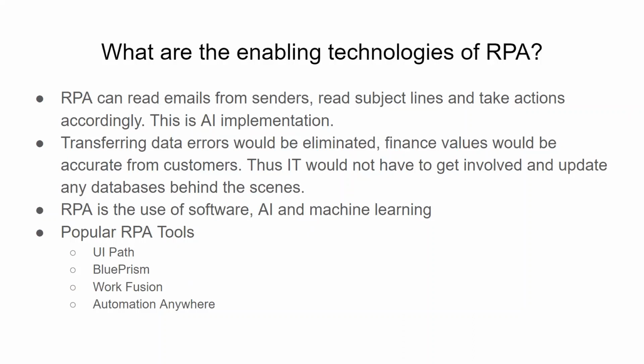What are the enabling technologies of RPA? RPA can read emails from senders, read subject lines, and take actions accordingly. This is IA implementation. It could also transfer data, and data errors will be eliminated. Finance values would be accurate from customers, thus IT would not have to get involved and update any databases behind the scenes. RPA is the use of software, AI, and machine learning. And these are some popular RPA tools: UiPath, Blue Prism, WorkFusion, and Automation Anywhere. Next slide.